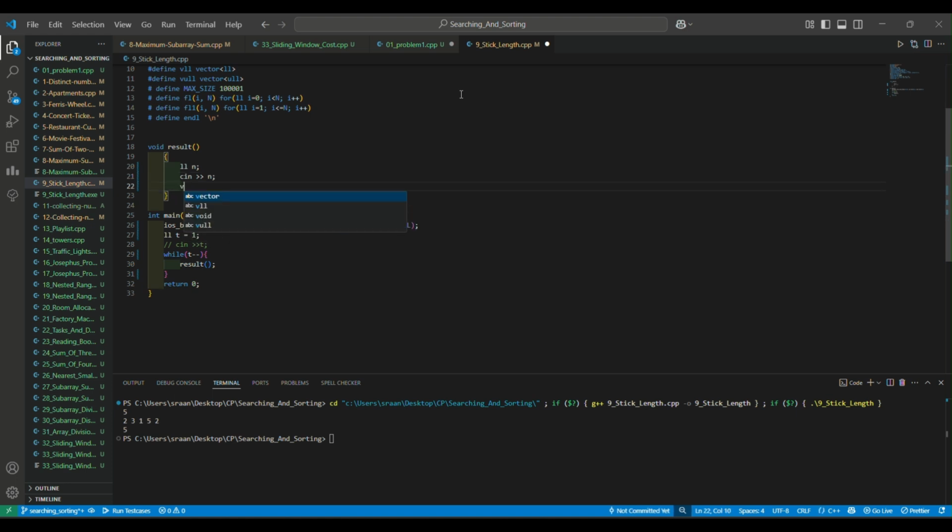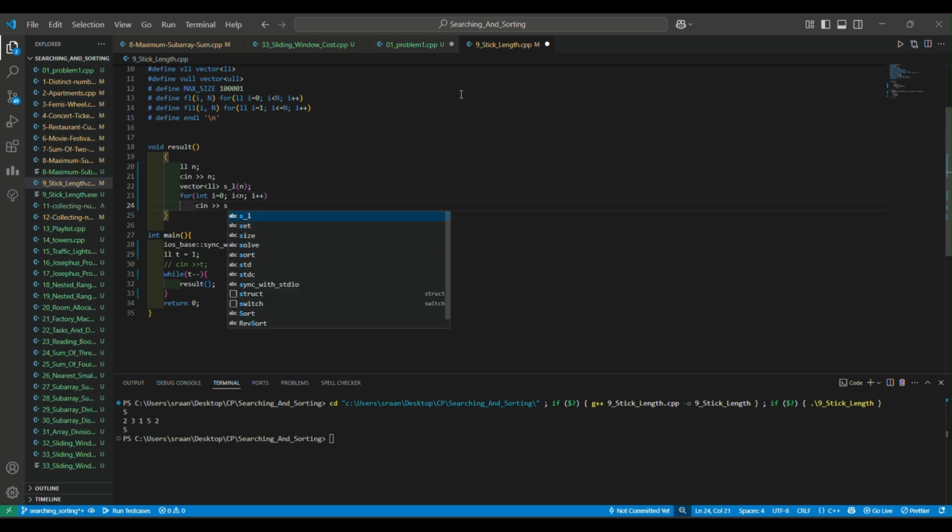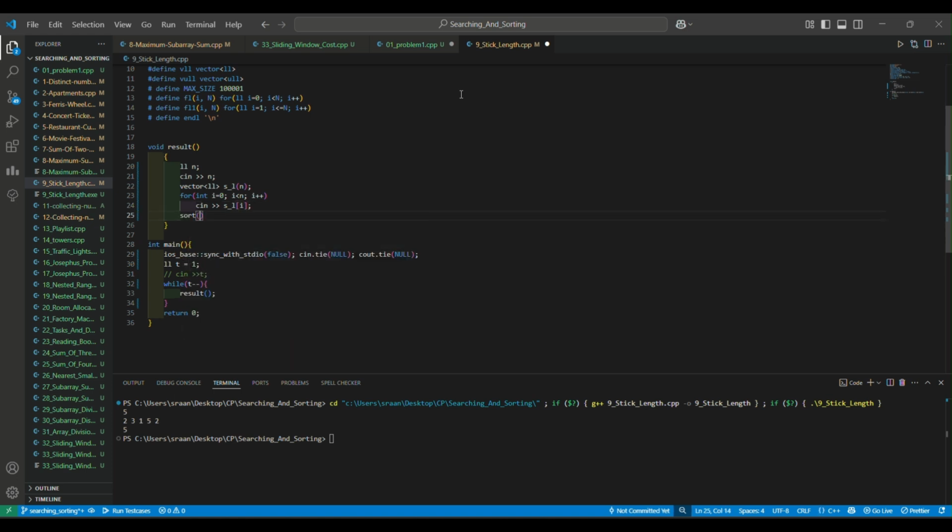First we will take n for storing the number of sticks. Then let's create a vector for storing the stick lengths. Let's say I am calling it s_l of size n. Now let's store all the stick lengths in this vector. After storing all the stick lengths, we need to sort our vector so that we can get the median.